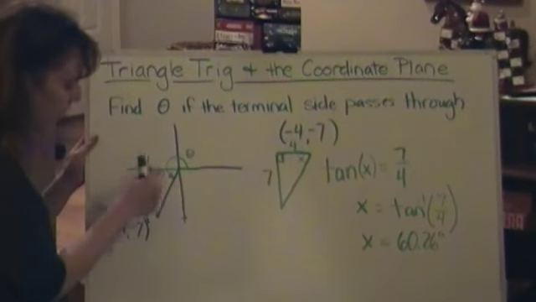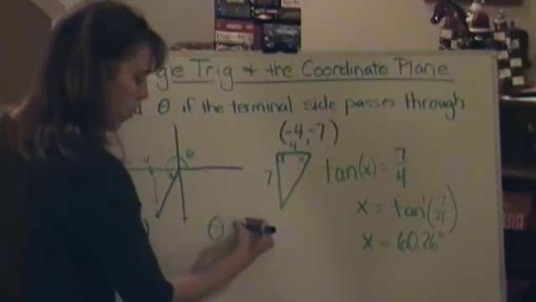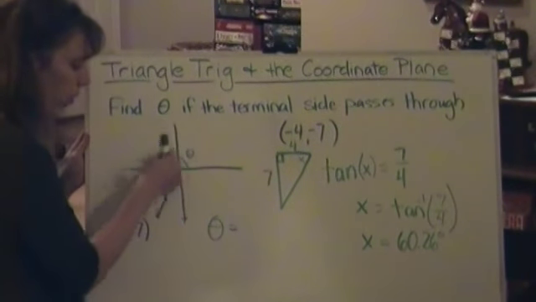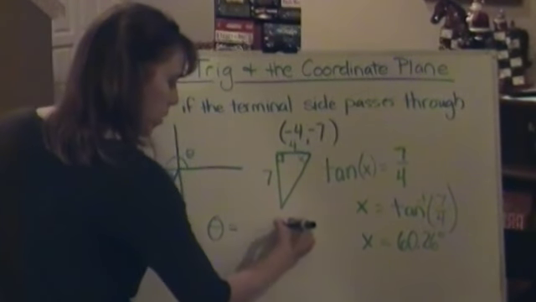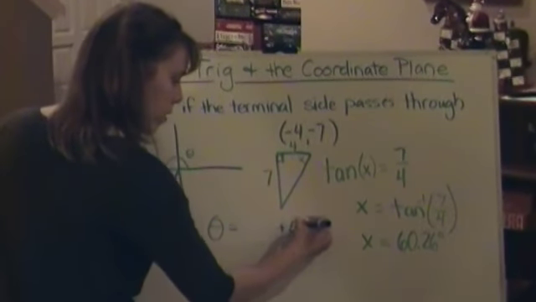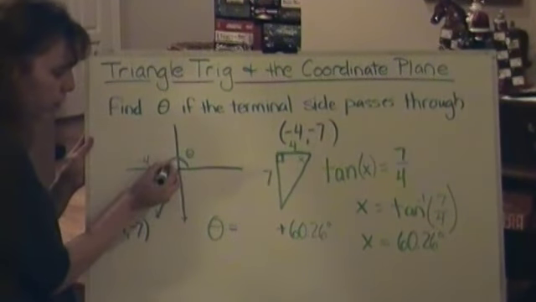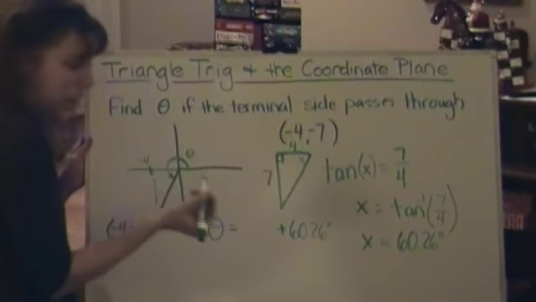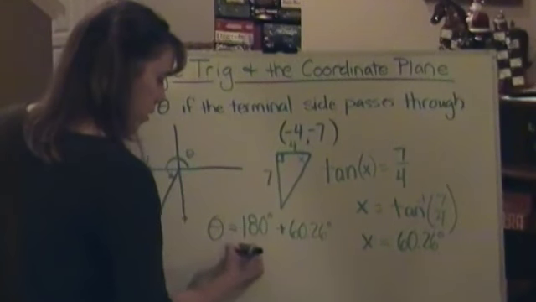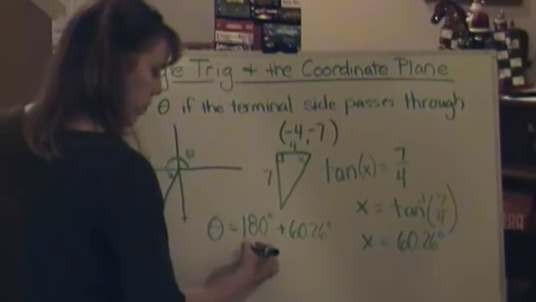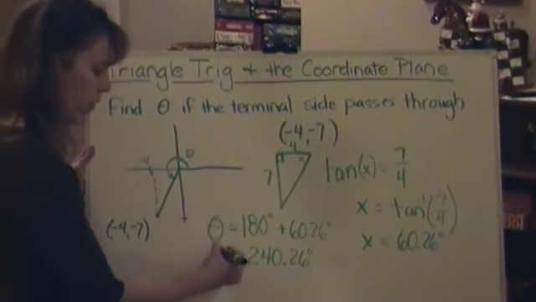That's just this little piece. To find theta, this whole thing, we take this much and add it to that little piece. So something plus 60.26, how much is this much of an angle? 180, right? 180 degrees. So 240.26 degrees, there's your theta.